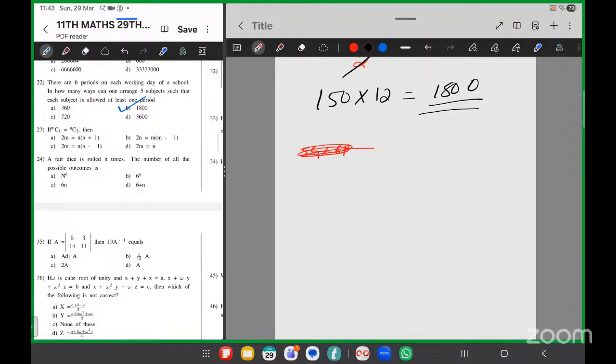Then question number 23. MC1 equal to NC2. Then M factorial upon... MC1 equal to NC2.